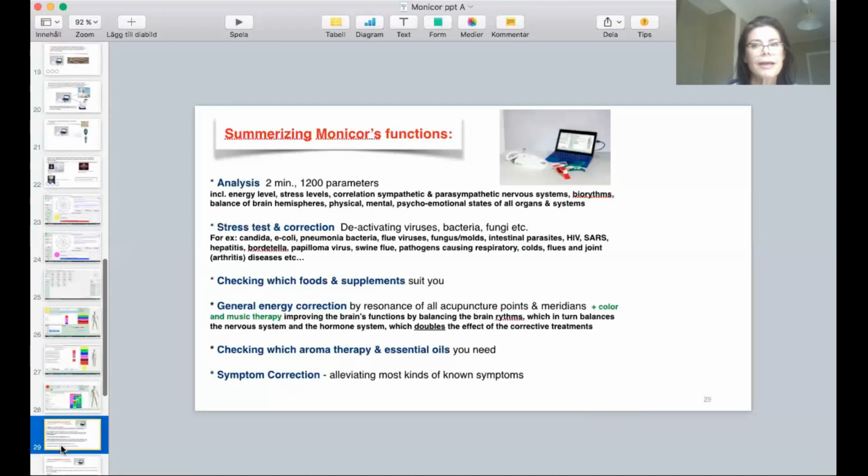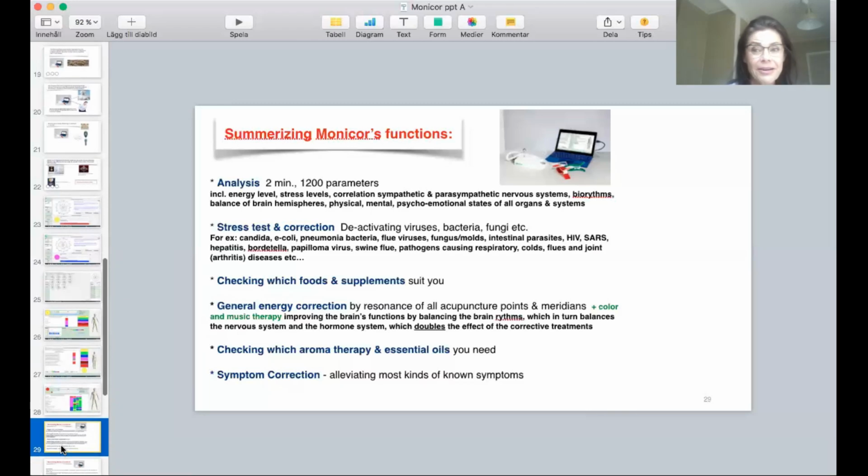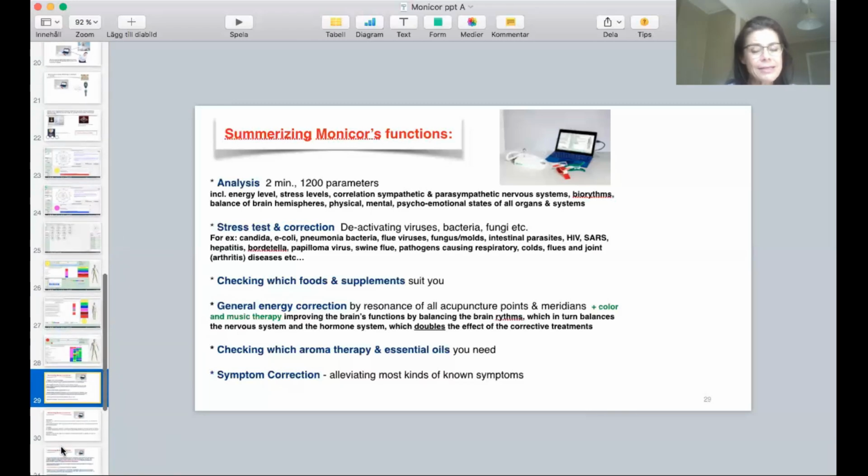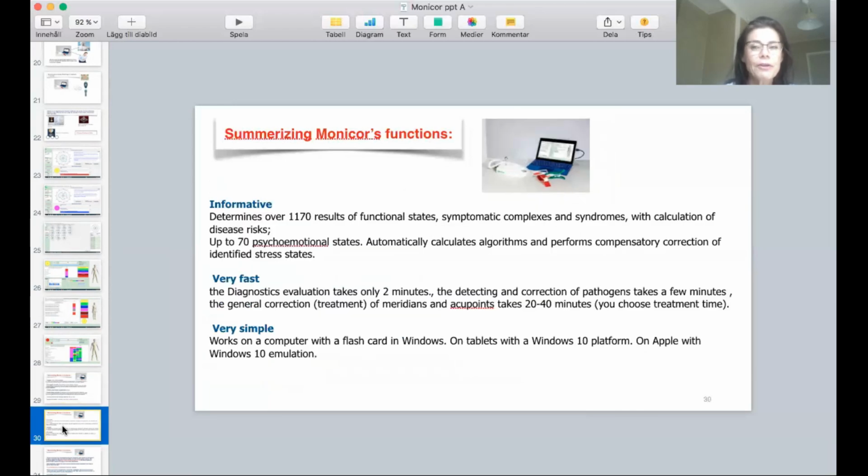So that was just summarizing the functions, and there are a lot of them. But the beauty is you don't have to know anything about how it works. The system does it all. So it's very informative. Loads of information. Today you get almost 1,200 results on functional states, on various symptomatic complexes or syndromes, and it can calculate disease risks. So you can actually see beforehand if there is a disease that might come later on.